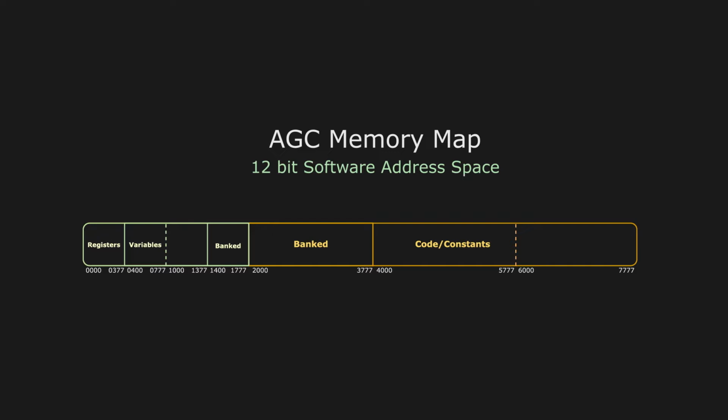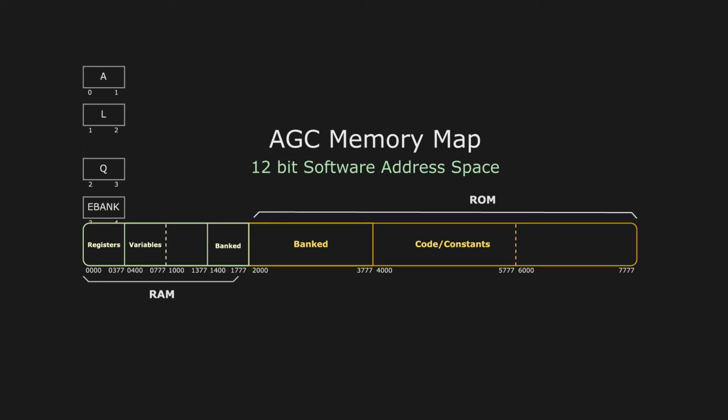The AGC memory map is 12 bits and split between RAM and ROM. The register file is mapped to the lowest segment of RAM. The A register is used as the primary general-purpose register. The L register may be used in conjunction with the A register as the lower half of a double word when necessary. The Q register is used for linking during function calls and returns. The EB and FB are the bank selection registers for RAM and ROM respectively.